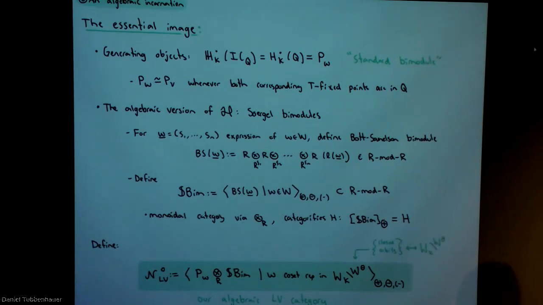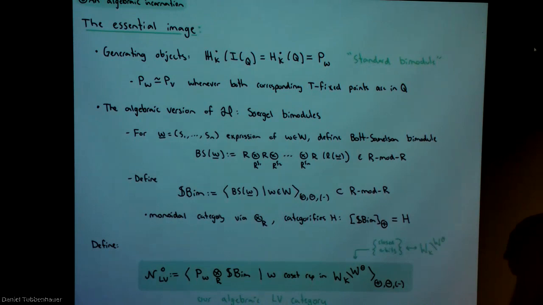And so then, what I want to define, my algebraic Lusztig-Vogan category, is what we get if we take these standard modules, act by Soergel bimodules, and close again under direct sums, summands, and grading shifts. So this is our algebraic Lusztig-Vogan category. Any questions here?